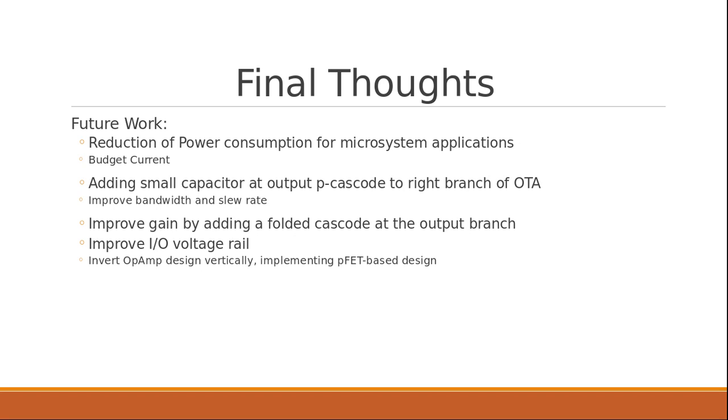And we could also add a folded cascode at the output branch to improve the input-output voltage rail. We could invert the design by making it PFET based.